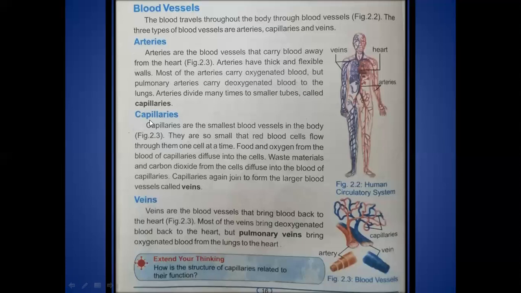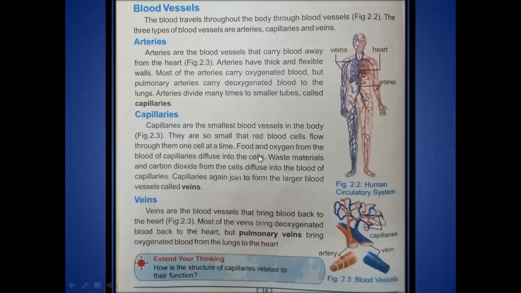Then the second type of vessels are capillaries. Capillaries are the smallest blood vessels in the body. They are so small that red blood cells flow through them one cell at a time. They are very narrow and very small, so only one cell can pass at a time. Food and oxygen from the blood of capillaries diffuse into the cell. We discussed before what happens in capillaries: oxygen is absorbed in the blood cell and carbon dioxide is released from the blood cell.